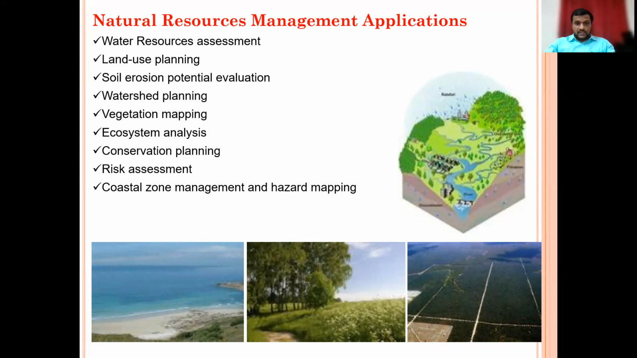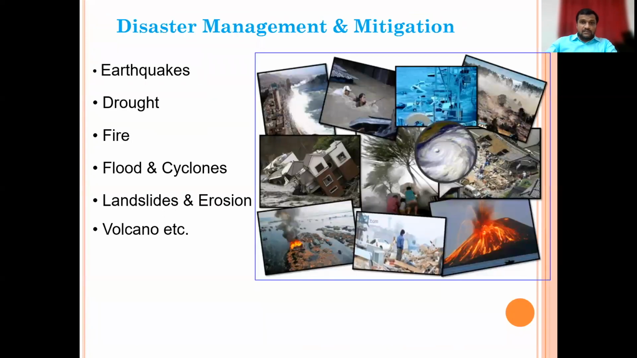Coastal zone management and hazard mapping can also be done using remote sensing and GIS. That is very much useful to monitor the changes for the conservation and planning for the environment and other natural resources. Disaster management and mitigation. Okay, when we talk about remote sensing and GIS, it helps us to mitigate and make proper planning in case of any disaster, in case of earthquake, drought, forest fire.